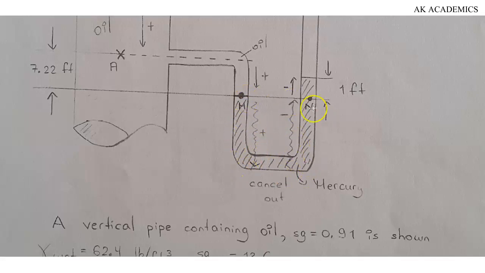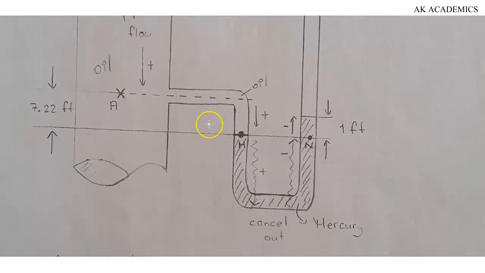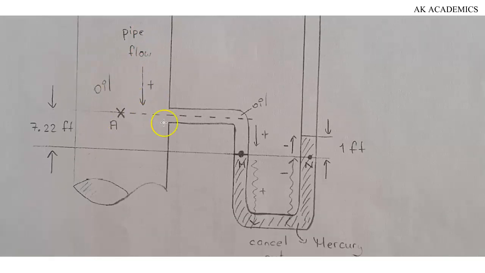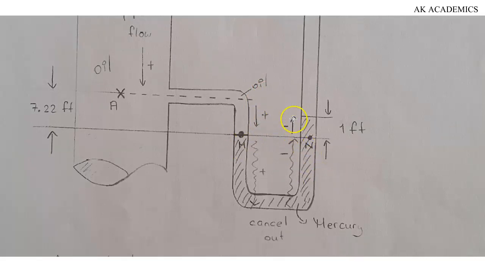And since this height and this height are the same, the potentials of pressure are the same at these 2 points, plus and negative will definitely cancel out because they are going to have the same values at the end of the day. Also, because fluid is flowing downward, we add a positive sign here. Oil is also flowing downward here, so we use a positive sign. And as you can see, mercury is flowing upward here, so that's why this is going to be a negative sign.